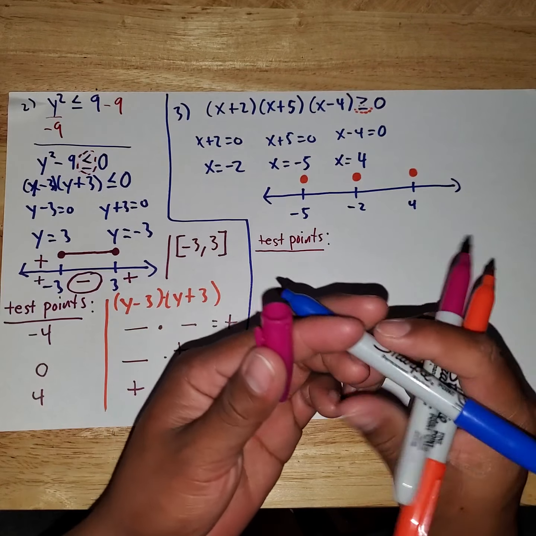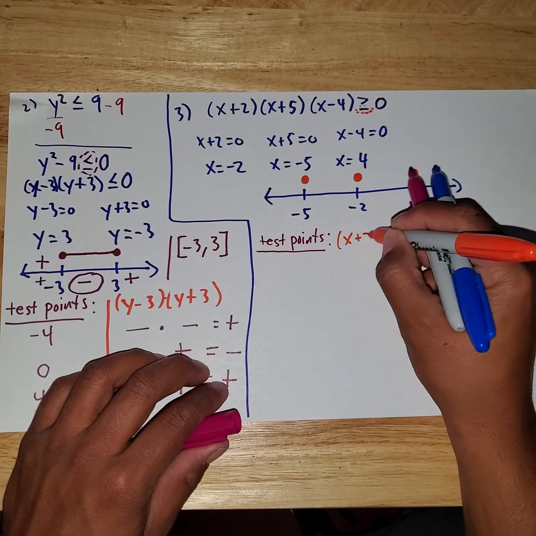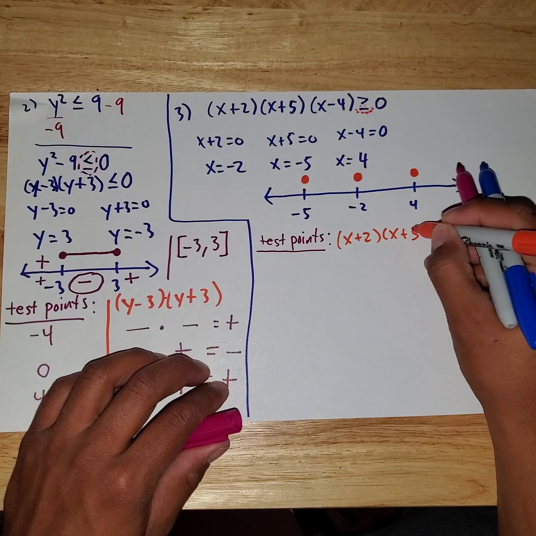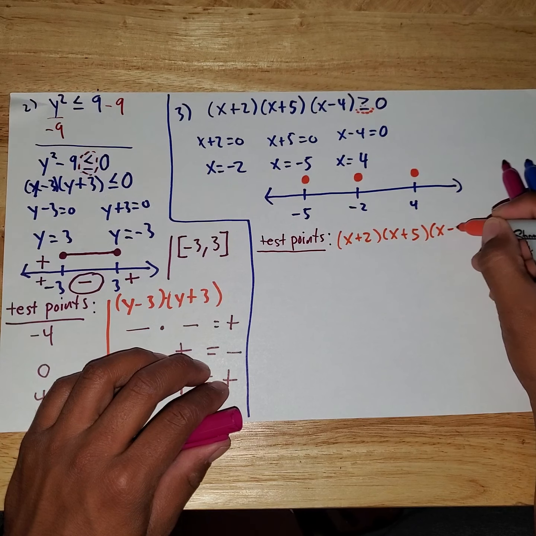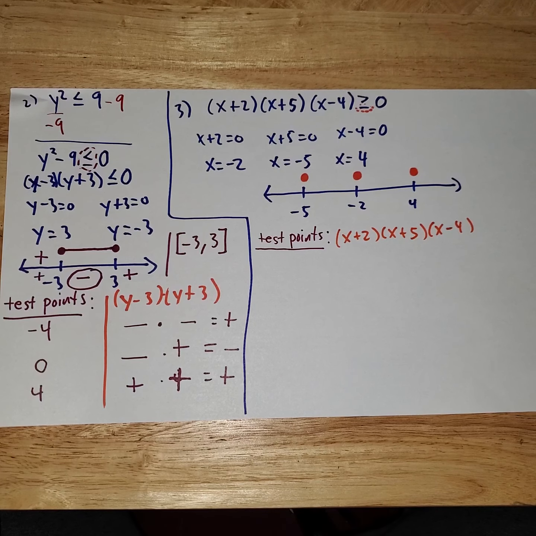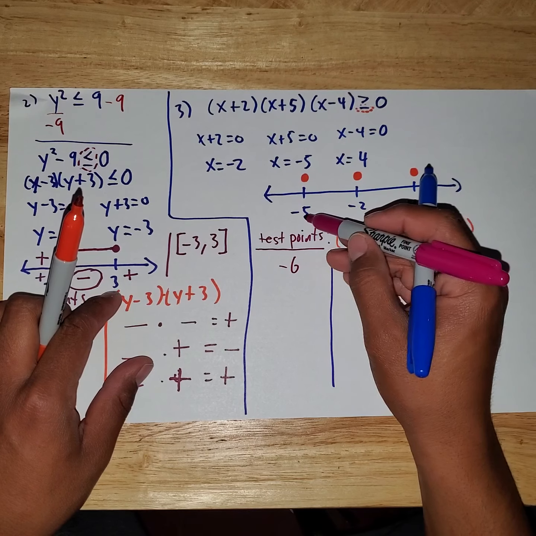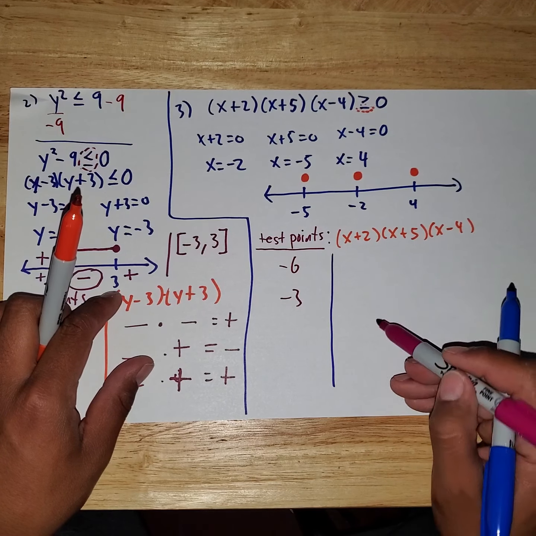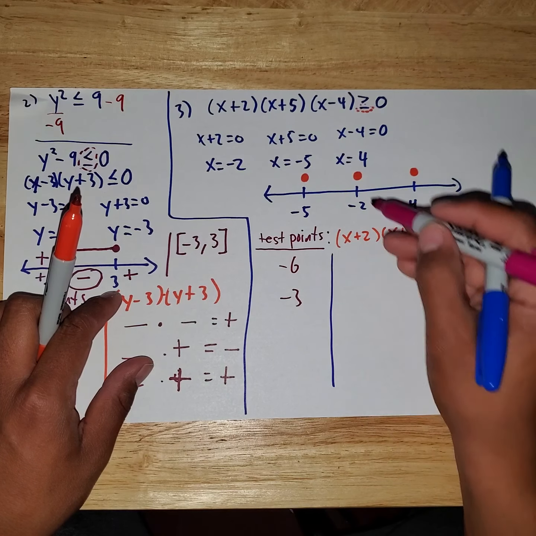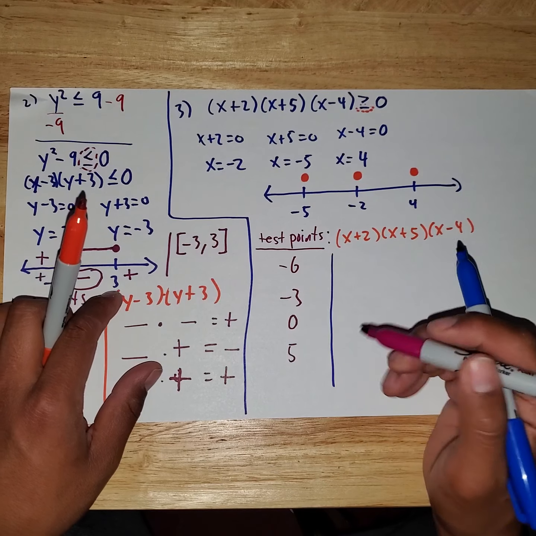Again, if we look at our factors, that's going to be x plus 2, x plus 5, x minus 4. And then start thinking about what you want your test points to actually be. So let's close this up here. So I know things that are smaller than -5 are -6. Something in between -5 and -2 would be -3. Something in between -2 and 4, since it goes from negative to positive, I know there's a 0 in between. And anything bigger than 4 can be 5.